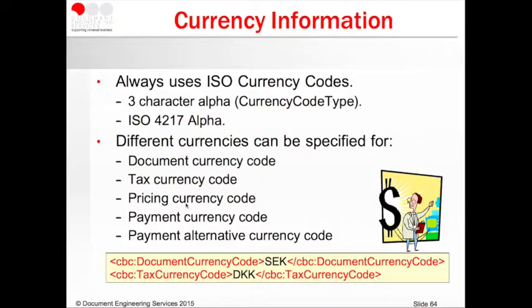We can't deal with payment without talking about currency. Currency information always uses the ISO 4217 3-character alphabetic currency code. Different currencies may apply to different parts of a transaction. So we can have a currency for the documentation, we can have a currency for tax, prices, or even alternative payments. And in the example shown at the bottom here, we're seeing where the document currency is Swedish krona, but the tax is payable in Danish krona.